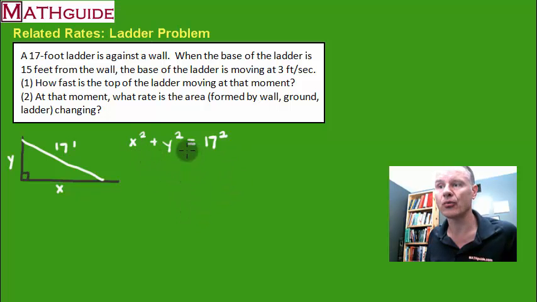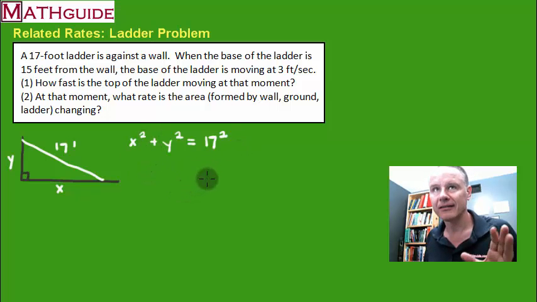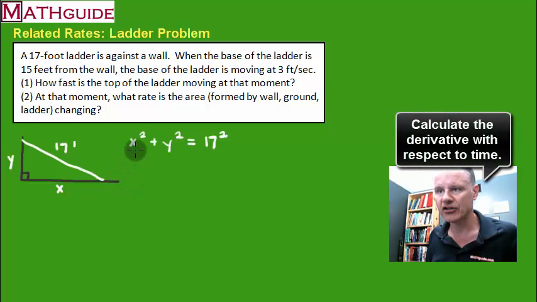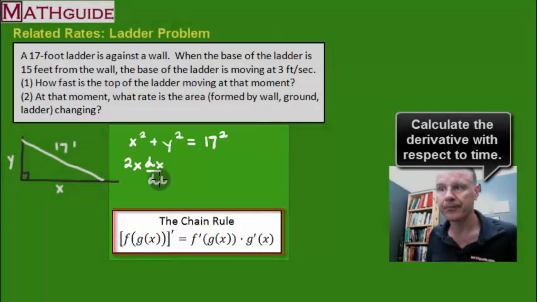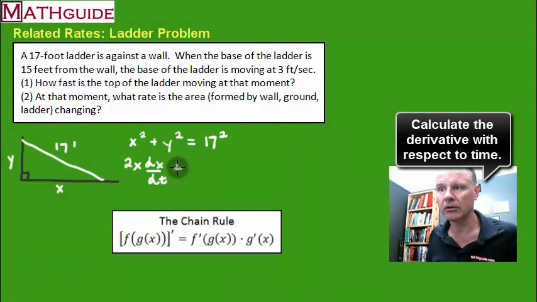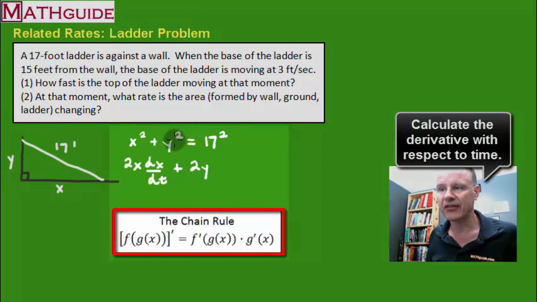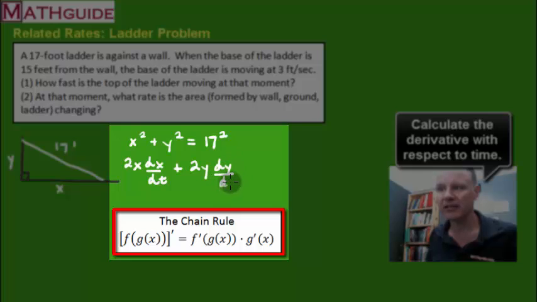What I'd like to do is take the derivative of the left side with respect to time and the derivative of the right side with respect to time, because here I'm talking about rates, distance as it applies to time. So I'm going to take the derivative of this entire equation, left and right side. If I take the derivative of the left side, it's just going to be the power rule and the chain rule combined. So the derivative is 2x, but the chain rule says I also have to take the derivative of x with respect to time. Then the power rule says I have 2y, but then I have to take the derivative of y with respect to time.